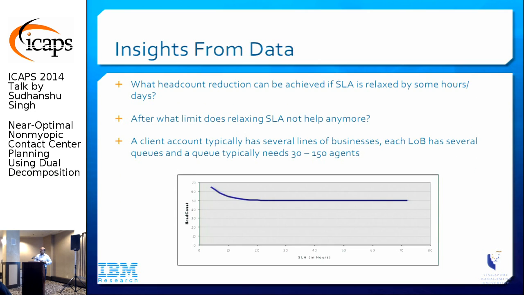And with all this information, what the businesses want to know is, let's say my SLA is 1 day, how many people do I need? Let's say I need 50 people. If I relax my SLA a bit, let's say I make it 2 days, then how many people can I save? Perhaps 45. What if I increase it to 3 days, 4 days? What's the minimum number of people that I can do with? So they want to generate this kind of curve, this SLA versus headcount curve. If you keep relaxing the SLA, it doesn't mean that your headcount will keep going down and down. It's going to stabilize at some point.